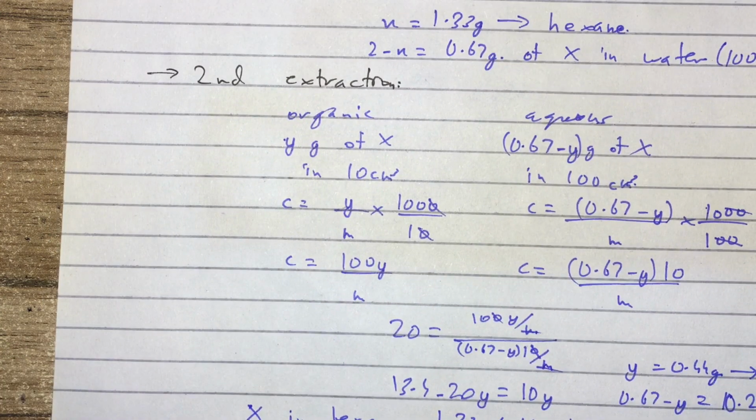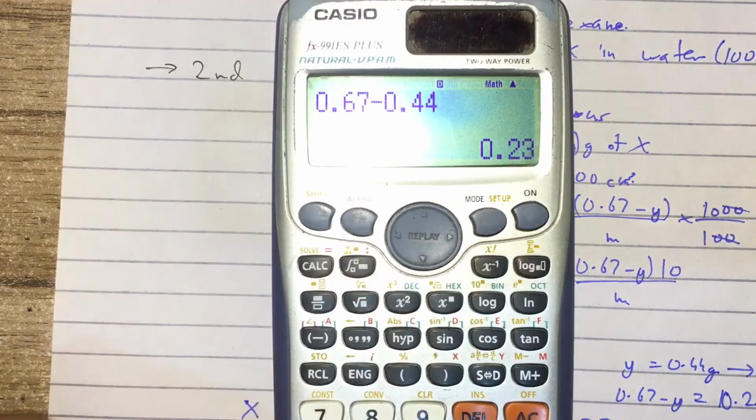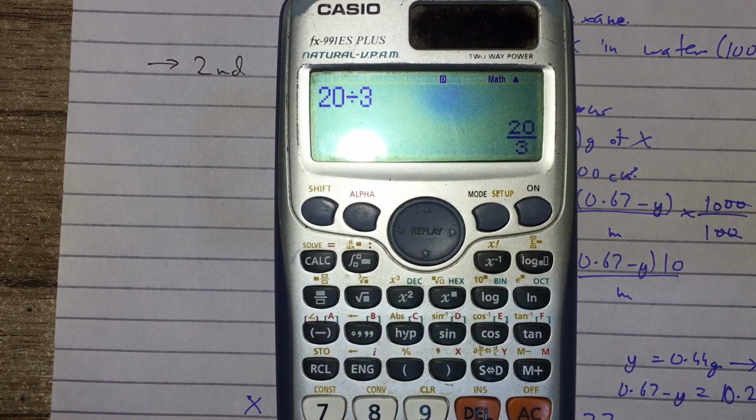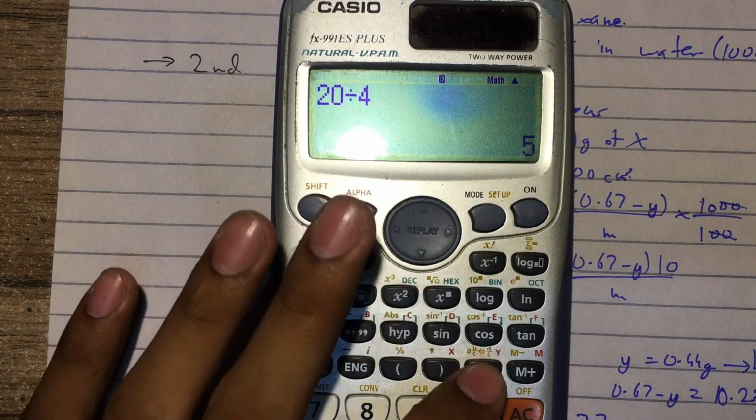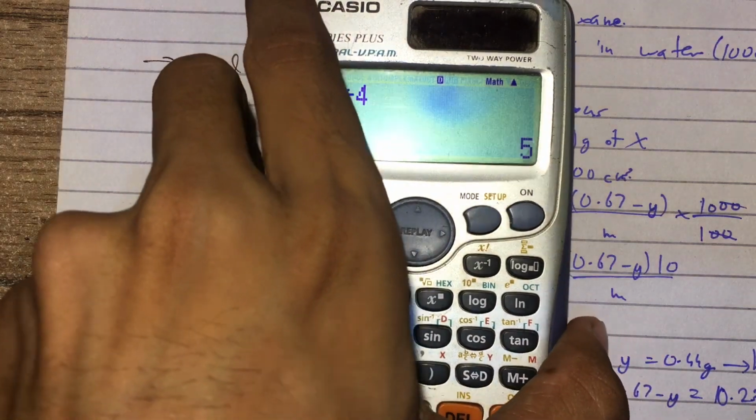If we used three extractions, we'd be using 20 divided by 3, 6.67 centimeter cube of hexane in every step, and that would further increase the percentage extraction. With 4 extractions we would be using 20 upon 4, which would again further increase the percentage extraction.